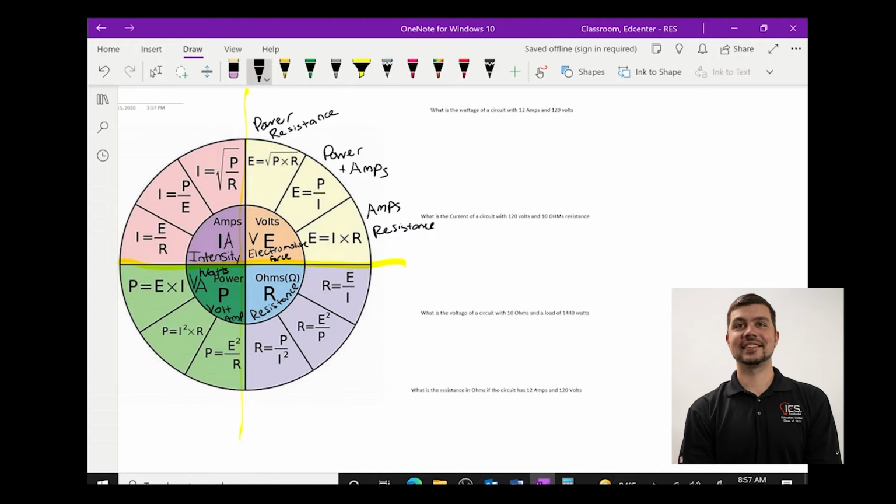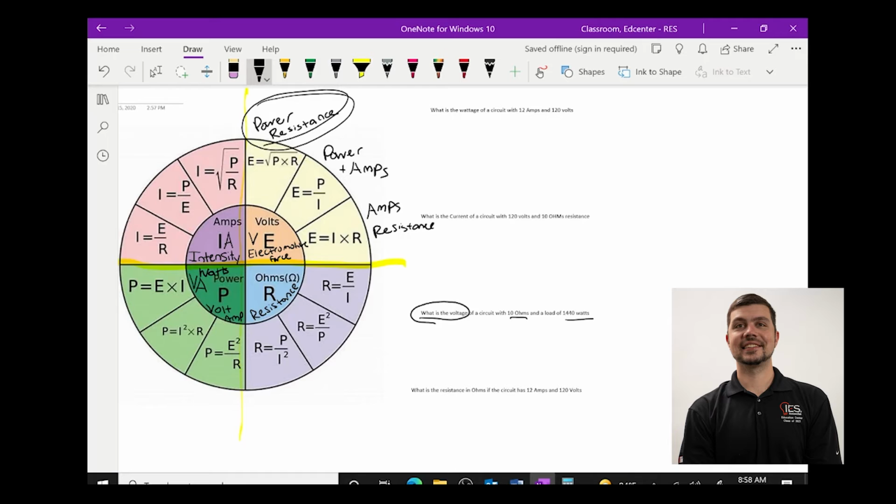Now we're going to start with voltage. So what is the voltage of a circuit that has 10 ohms and 1,440 watts? Watts is another way they could just say power. As far as we're concerned right now, they're all going to be the same thing. So 10 ohms, 1,440 watts. We're looking in this yellow section up here, and I see, hey, if I have watts or power and I have ohms or resistance, this is what I can use.